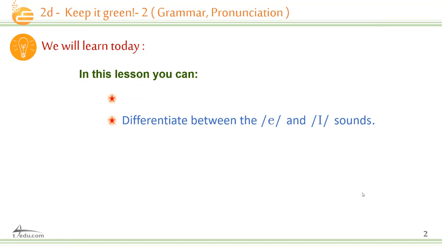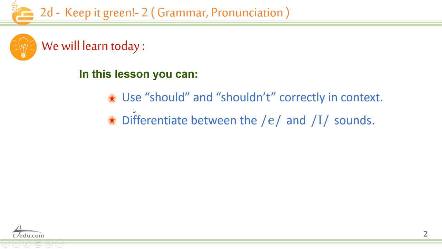For today's objectives, we are going to learn how to differentiate between the sound and the sound. These are the short E sounds, okay? We're going to learn how to differentiate between them. And then we are going to use should and shouldn't correctly in context. These are helping verbs. We're going to learn how to use them.